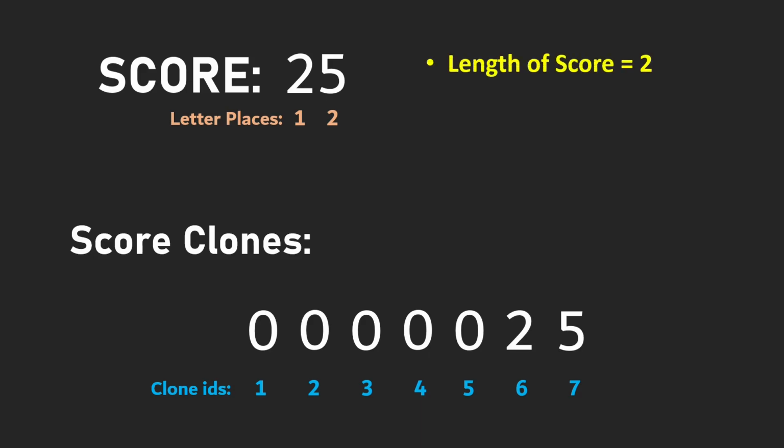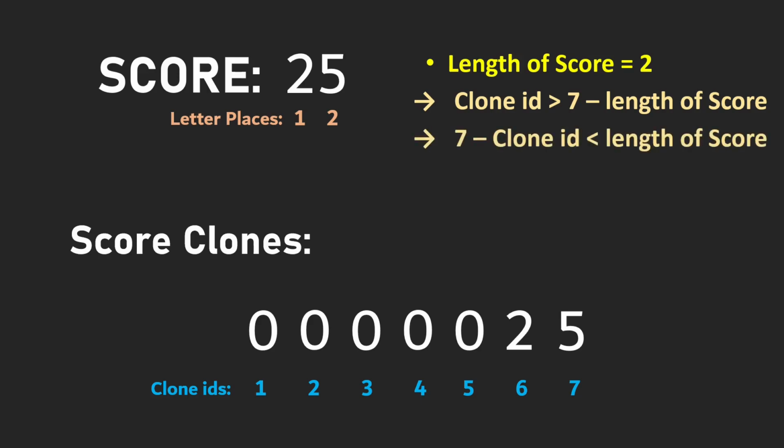The length of the score in this case is 2. It seems as if we are only switching the costumes if clone ID is greater than 7, which is the number of clones, minus the length of score. We can rewrite this as if 7 minus clone ID is less than the length of score.